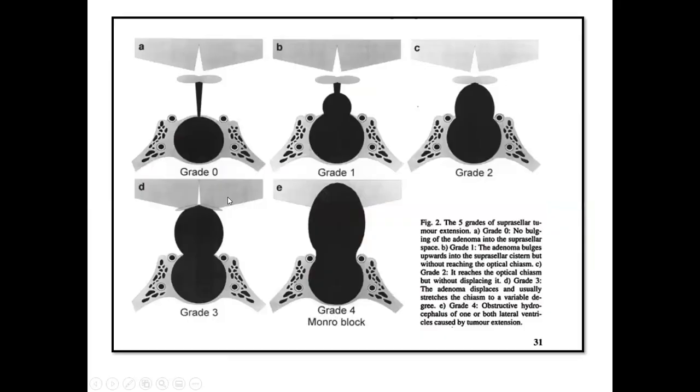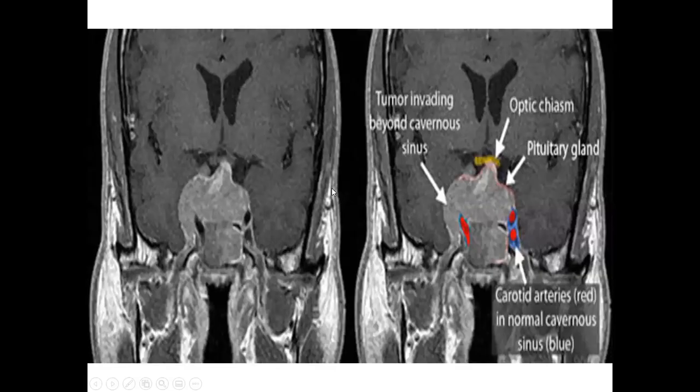Suprasellar extension you can divide into grade 0, grade 1, grade 2, grade 3, grade 4. Grade 0 is no suprasellar extension, just bulging, not involving the optic chiasm. Just touching the optic chiasm is grade 2. Displacing the optic chiasm is grade 3, and compressing the optic chiasm is grade 3. When it goes to the third ventricle, this is grade 4, with foramen of Monro block.